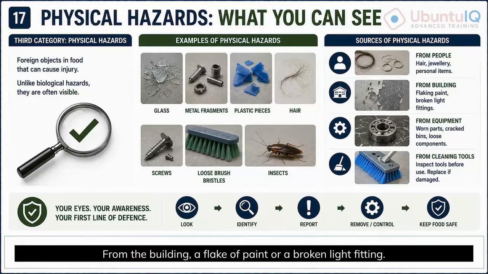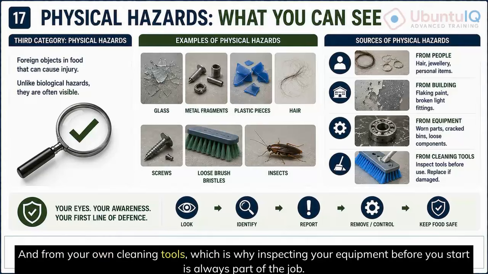From the building, a flake of paint or a broken light fitting. From equipment, a worn machine part or a cracked storage bin. And from your own cleaning tools, which is why inspecting your equipment before you start is always part of the job.